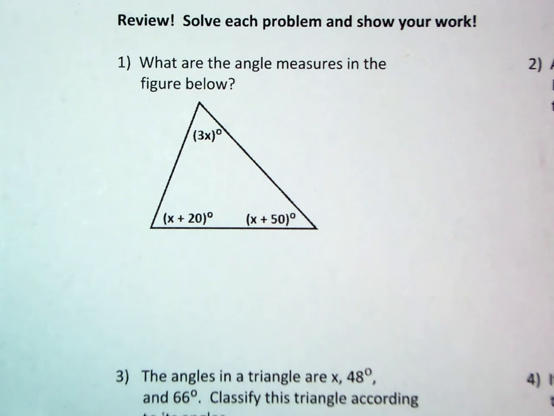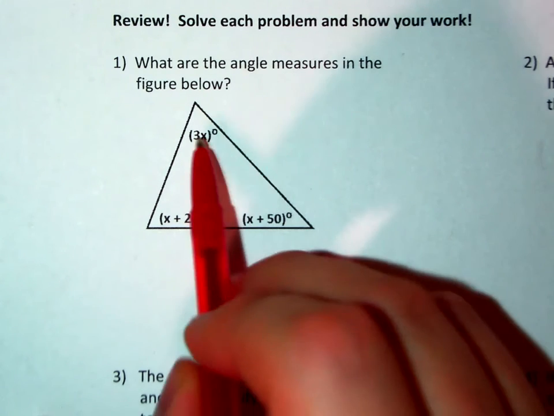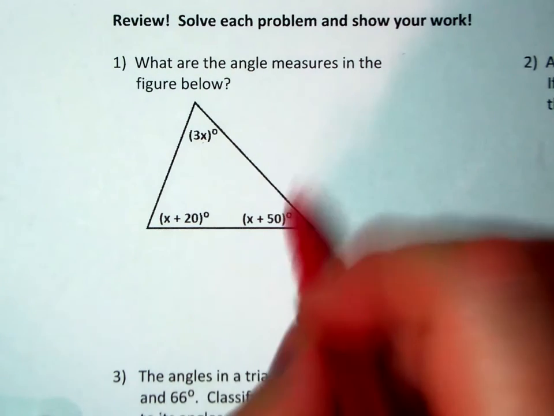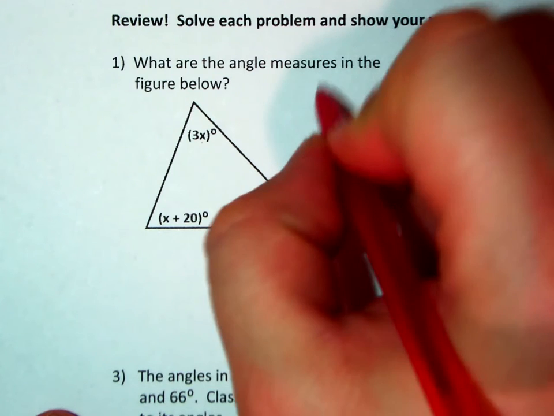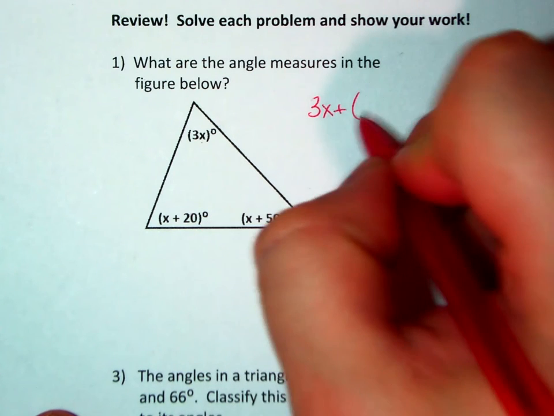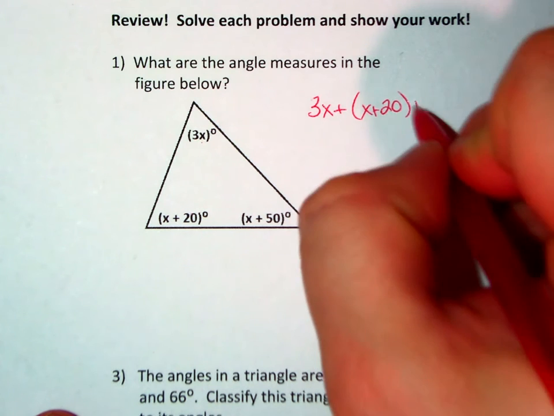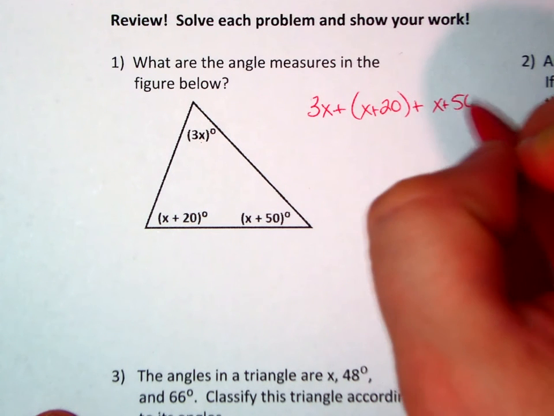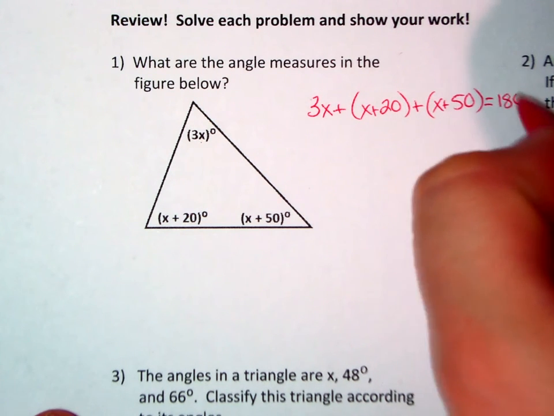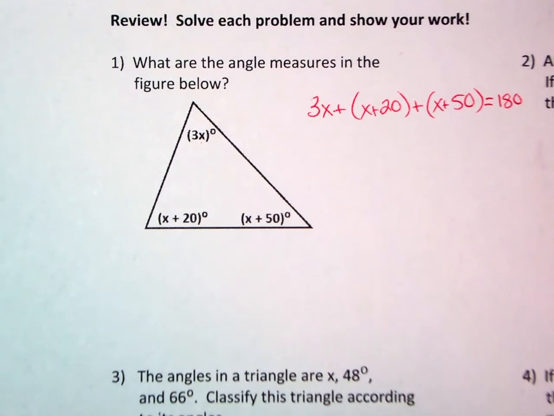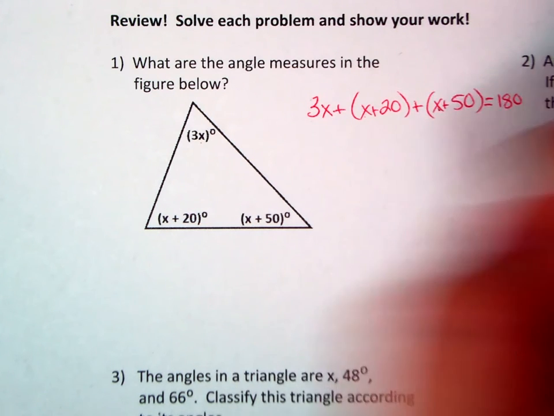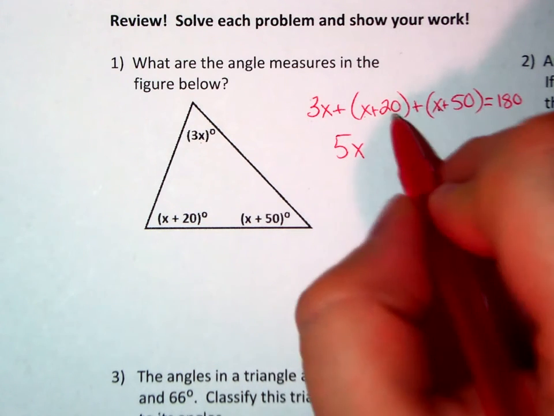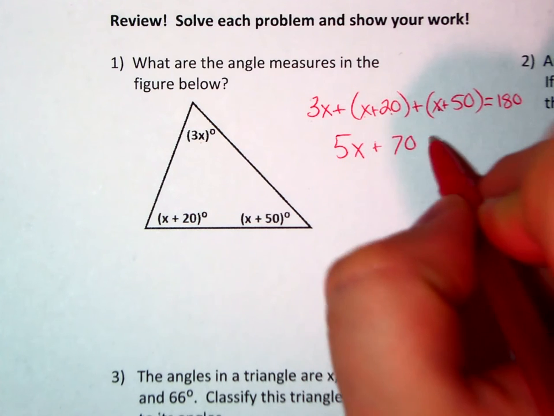So what is the angle measure in the figure below? Well, we have three angles: 3x, x plus 20, and x plus 50. Remember that all three of these angles in a triangle have to add up to 180 degrees. So 3x plus x plus 20 plus x plus 50 equals 180. Once I have the expressions all written out, all I have to do is combine like terms. 3x plus x is 4x, plus x is 5x. 20 plus 50 is 70, equals 180.